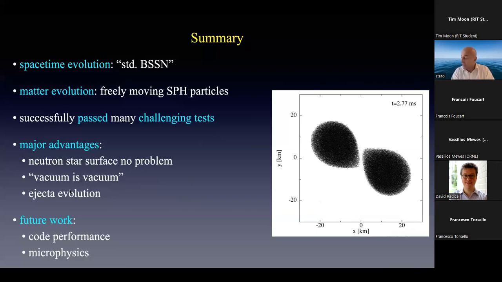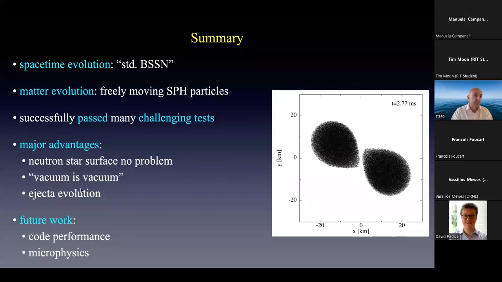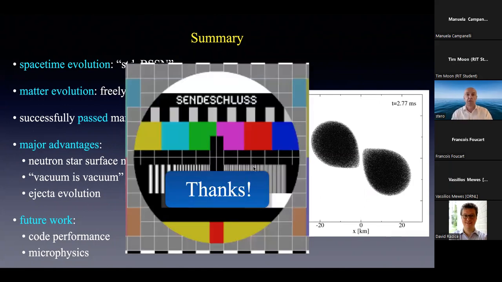And especially in the context of multi-messenger astrophysics, of course, the ejecta evolution is a major point of interest. And I think this will probably be the most compelling advantage of this method, because once the spacetime has settled and is stationary, then I think we can essentially evolve the particles for as long as we want. But as I've said, this is still the early stages of development. We have to work more on the code performance, and at the moment there's not much microphysics in it. But with that, I will stop here, and I'm open for questions.